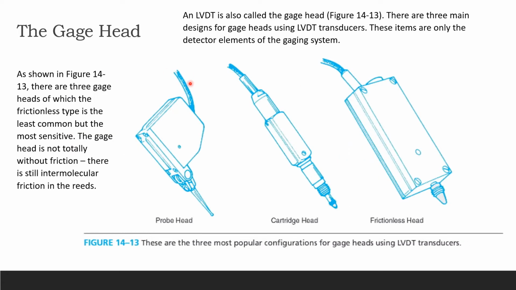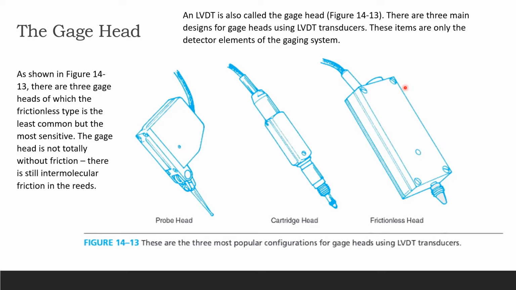Alright, so gauge head. In this picture there are 3 gauge heads, of which the frictionless type is the least common but the most sensitive. The gauge head is not totally without friction, so there is still intermolecular friction in the reeds. An LVDT is also called a gauge head.